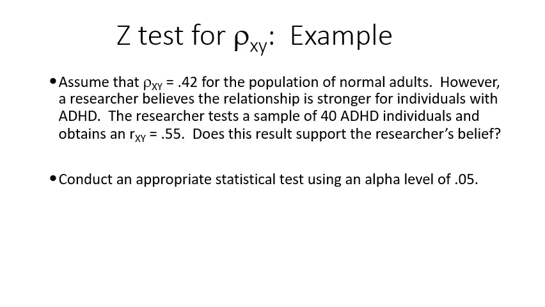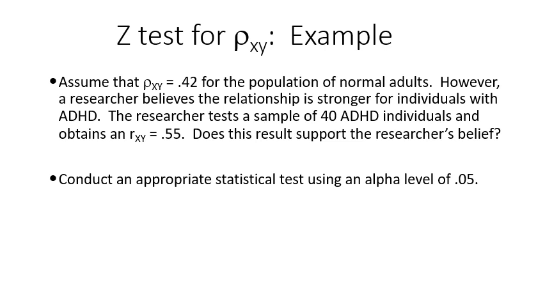Let's do another test. The correlation is 0.42 for a population of normal adults. The researcher believes the relationship is stronger for individuals with ADHD. Tests a sample of 40 ADHD individuals and obtains a 0.55. Does this result support the researcher's belief? So we are comparing now to a correlation of 0.42, different than 0. So we have to do the r to z transformation.